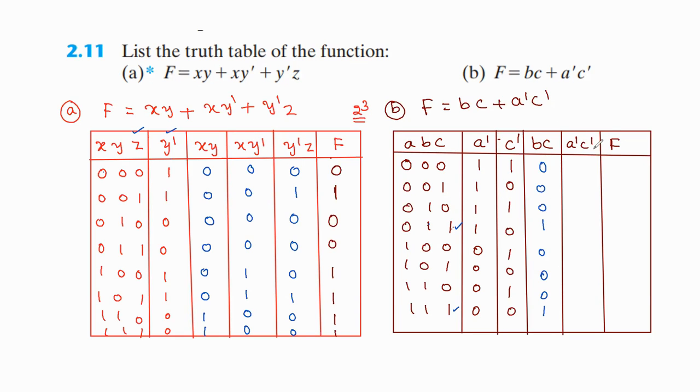Next one, A dash C dash. A dash C dash means ANDing these 2 variables. Here both are 1s, therefore it is 1. Here it is 0. Again 1, 0. Then 0, 0, 0, 0. F means the OR-ing of these 2 terms. If at least one input is 1, the output is 1. So this is 1, this is 0, 1, 1, 0, 0, 0, 1. This is the truth table for the second bit. Okay, thank you.